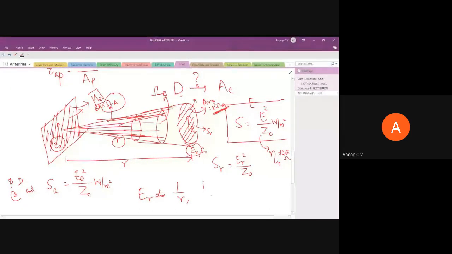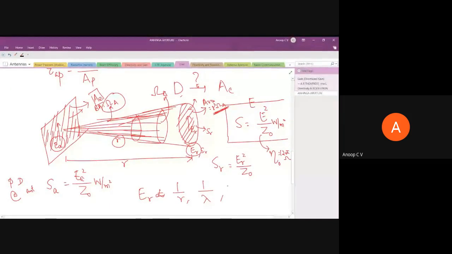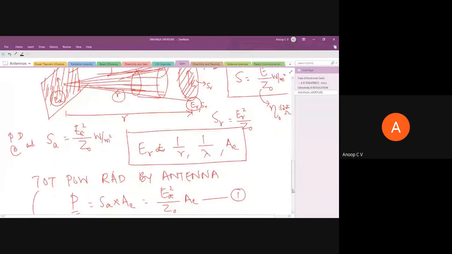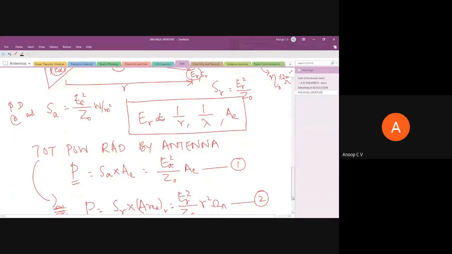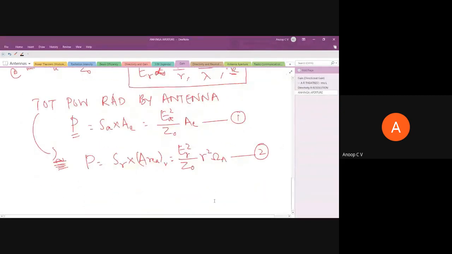It will be proportional to 1 by lambda, and it will also be proportional to the effective area. Please do keep this in mind. When I discuss the Friis transmission formula, and maybe in the next unit when we find the field radiated by a short dipole, you will be able to find that. So ER is proportional to 1 by R, the inverse of distance, inverse of wavelength, and proportional to A.